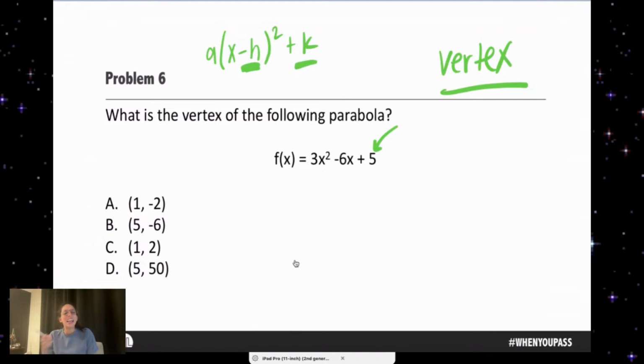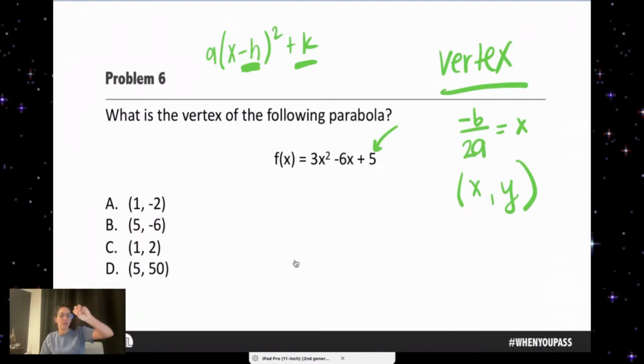But if it's not in vertex form, then I can do negative b over 2a. And that will give me the x part of my vertex. And remember, a vertex is an x comma y. So then I can take that x part and plug it through my equation to find my y. So I'm going to do negative b over 2a, where a is this, b is this, and c is this.